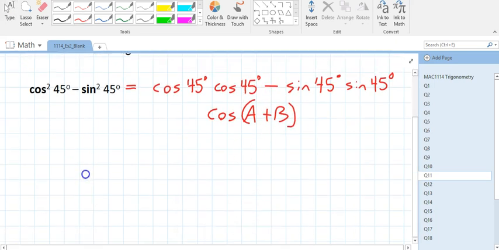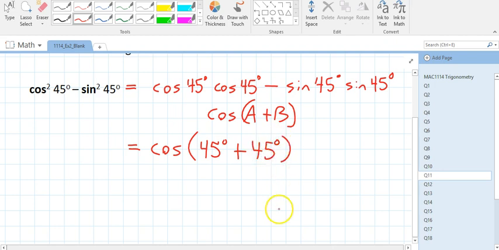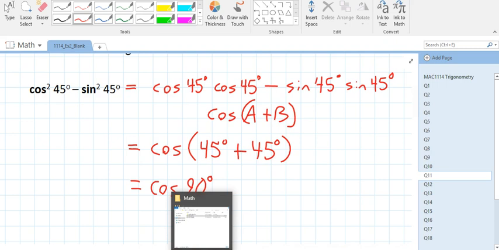So they want us to put it back together again. So, who is A? 45 degrees. Plus, who is B? 45 degrees. So all we're really looking at is what? Cosine of 90 degrees, which is 0.